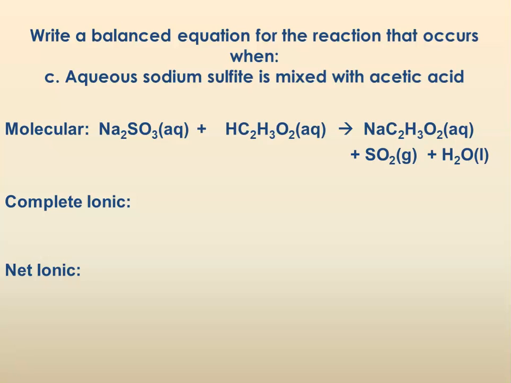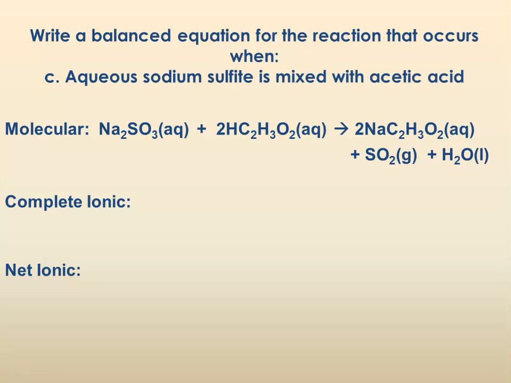This equation does require some balancing. We have two Na's on the reactant side and only one on the product side. And when we do that, our sulfurs are already balanced. We're going to hold off on oxygen for a second, but we did need to balance the acetic acid on the reactant side because we have two acetate ions now on the product side.